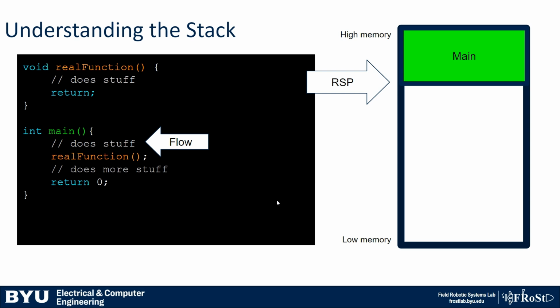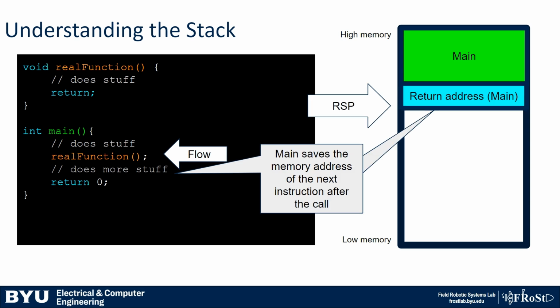And then when we get to when it calls real function, it's going to put a return address onto the stack. And the reason it does this is that when real function is called, it's going to execute. And then once real function is done executing, the code needs to know where to return to. It needs to know what line of code it needs to continue its execution. So it's going to return the memory address of the line of assembly code that's right after real function, because remember, all code is stored in memory as well.